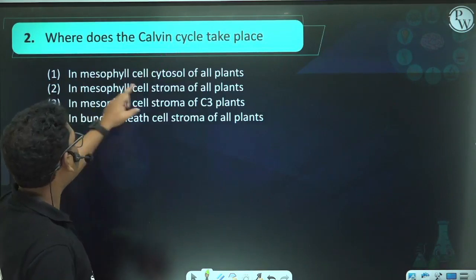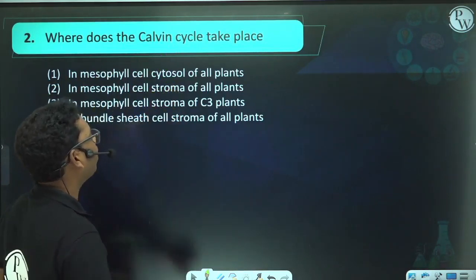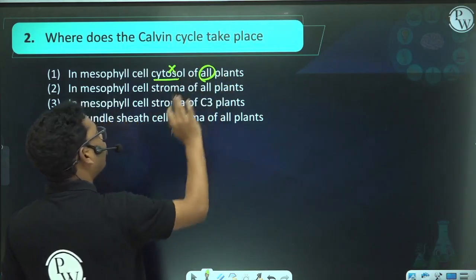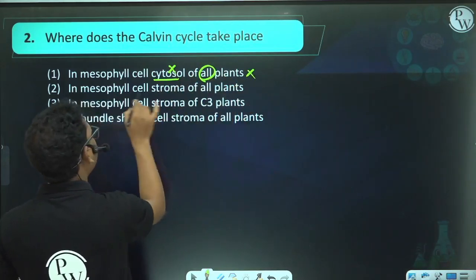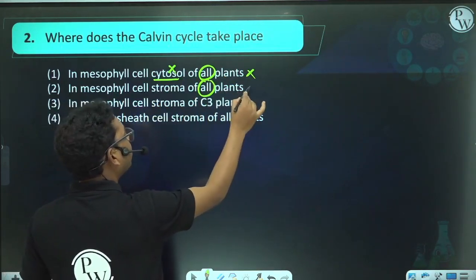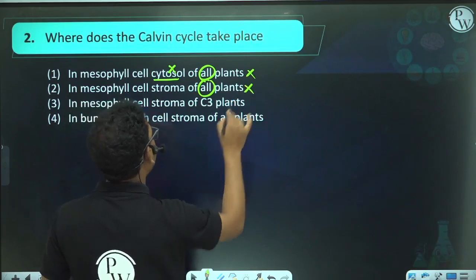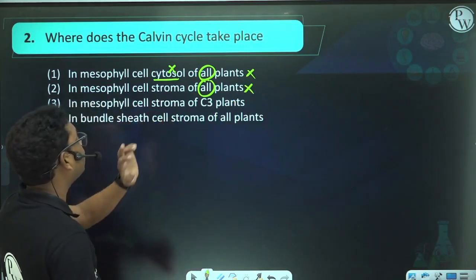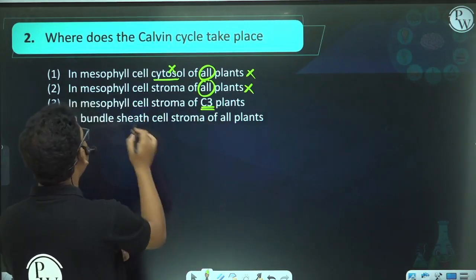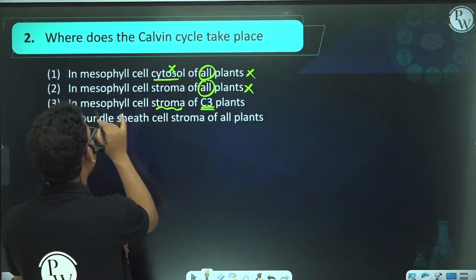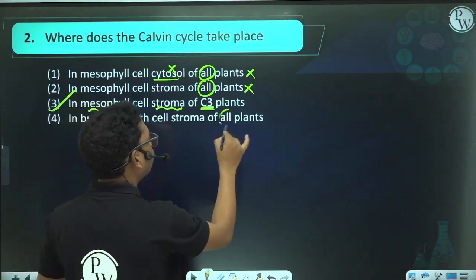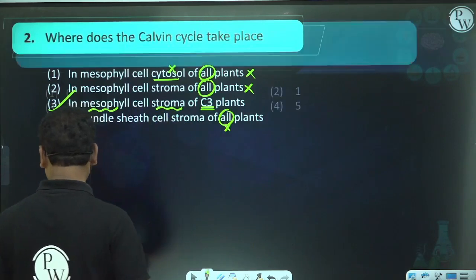Next, where does the Calvin cycle take place? In mesophyll cell, cytosol of all plants? No, it does not take place in the cytosol of all plants. This is incorrect. In mesophyll cell, stroma of all plants? No, in all plants, it does not take place in the mesophyll cell. So this is also incorrect. In mesophyll cell, stroma of C3 plants? Yes, in case of C3 plants, it takes place in the stroma of mesophyll cell. So this is true. In bundle sheath cell, stroma of all plants? This is also incorrect. So the answer is option 3.